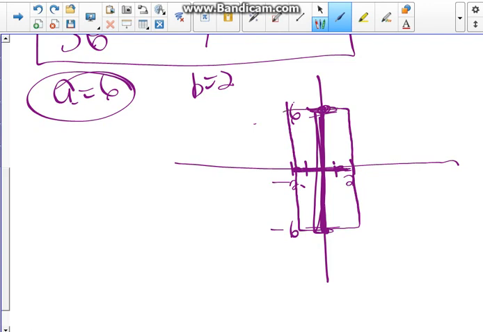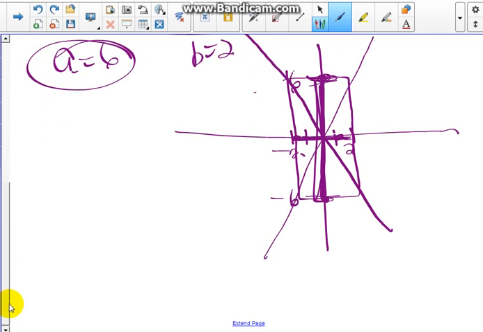Alright, now draw your asymptotes through the corners of the box, through the origin. Corners of the box through the origin. And now, starting at your vertex, this is going to go on forever and ever. You're going to draw. Those are your asymptotes. So go through the vertex and on down.